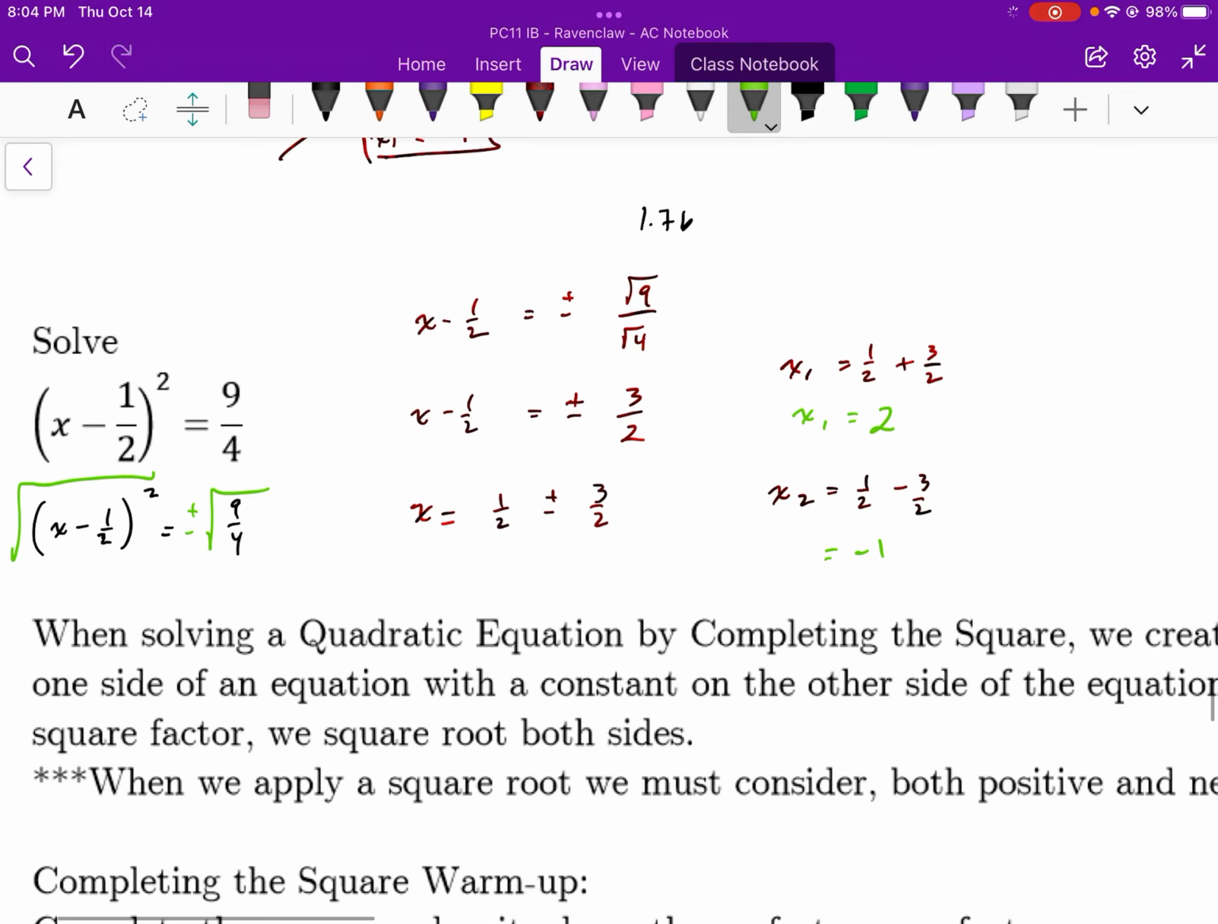So what we see is, therefore, we have solutions at x equals -1 and 2.